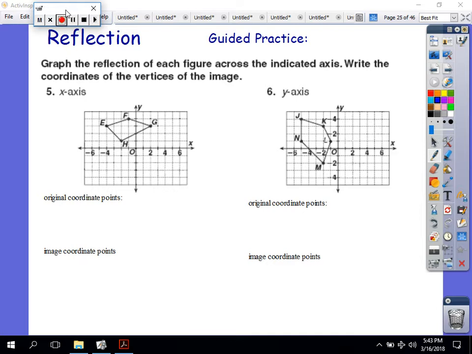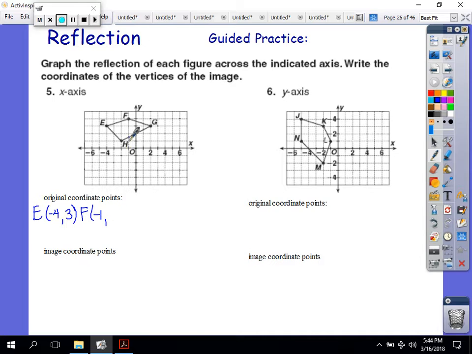All right, so let's get started on reflections. For the first practice, number 5 says reflect over the x-axis. And it wants us to give the coordinates of the original and the image. So let's start with the coordinates. I'm going to go in alphabetical order here. Point E is at -4, up 3, so (-4, 3). And point F is at left 1, up 4, so (-1, 4).